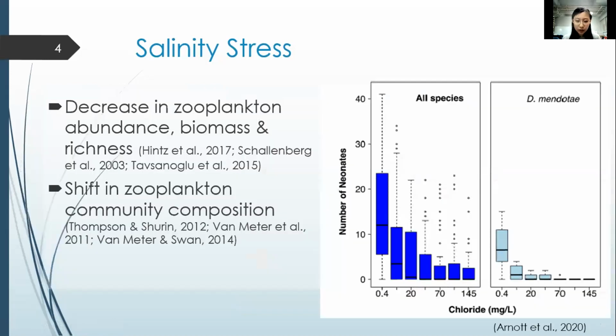And why is that an issue? So according to a lab experiment conducted by Arnold et al. on Daphnia species, they found that chloride started to negatively affect Daphnia reproduction, even when it's still at a really low concentration. At community level, increased salinity can decrease zooplankton abundance, biomass, and richness, and eventually cause a shift in the community composition by eliminating sensitive individuals and species.